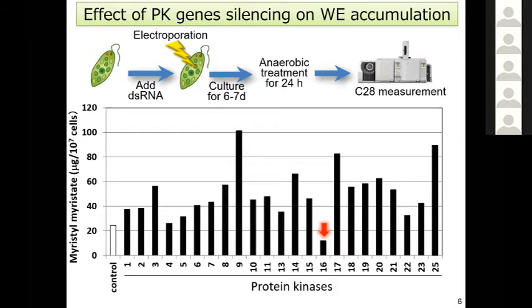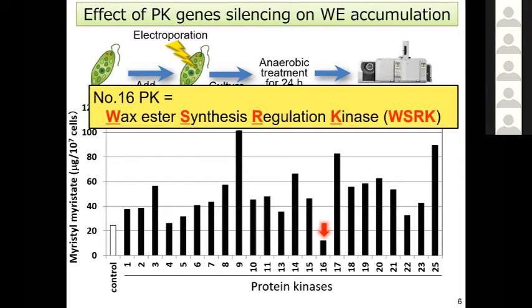By screening using gene silencing of the genes for these individual protein kinases, number 16 shows a lower accumulation of wax esters compared with the mock control here. So we call this wax ester synthesis regulation kinase, WSRK, and proceeded to further detailed analysis.